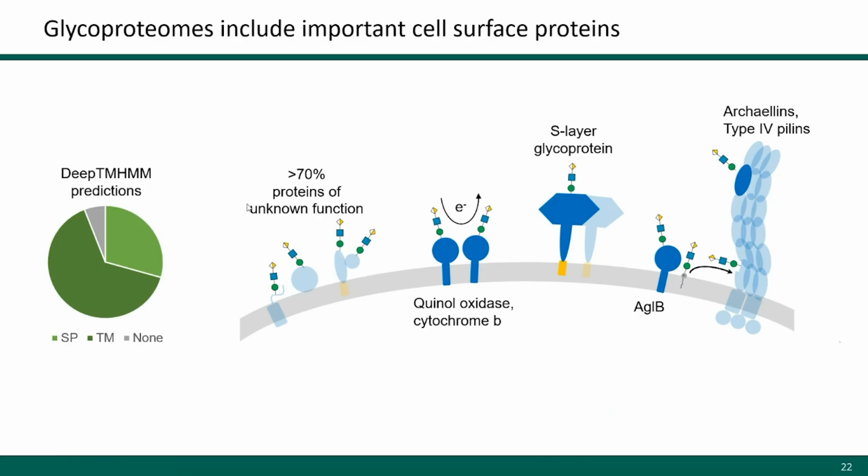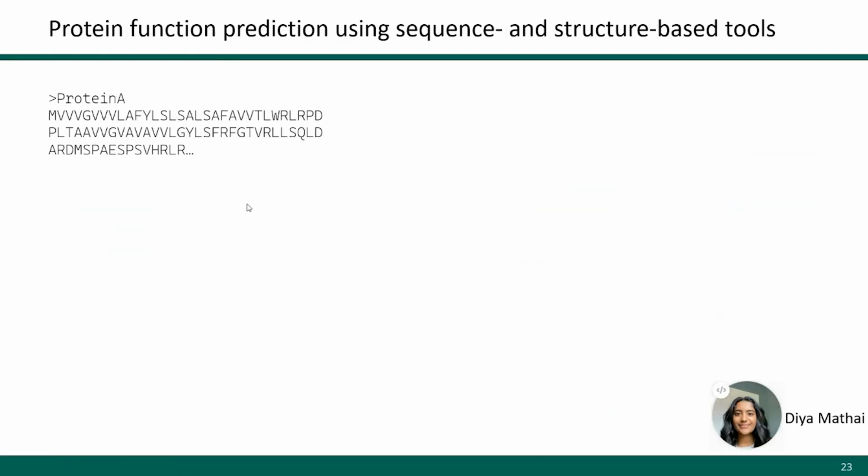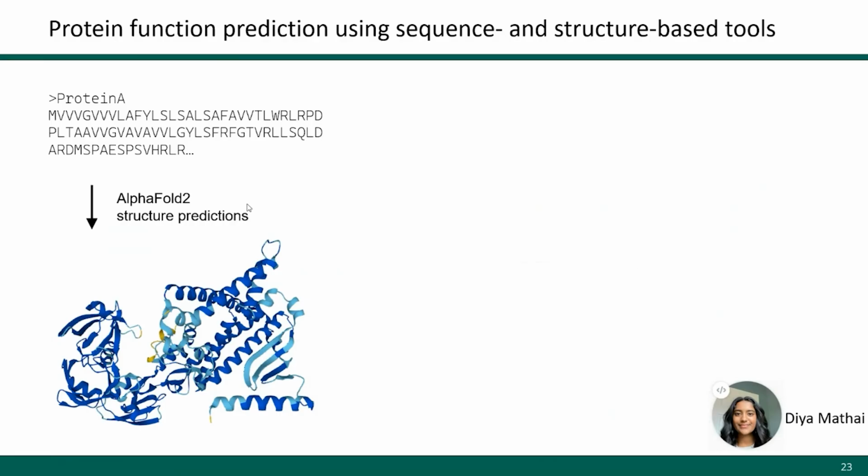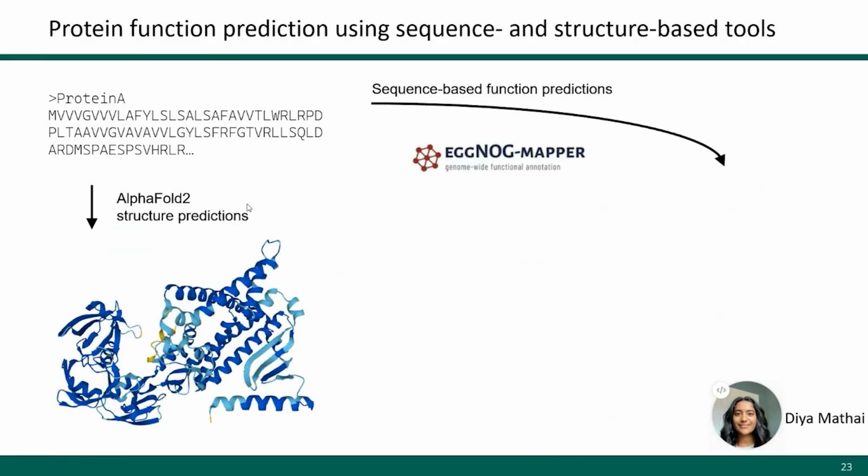So we were also trying to figure out how we can get an idea about the function of those proteins. That was a project of another great mathematician, Dia, who was looking at combining both sequence and structure-based tools to predict protein functions. On the sequence level, she used ECMAP mapper to get basically the conserved domains and any core categories to get ideas about the function of those proteins.